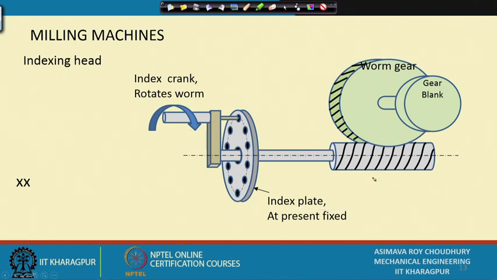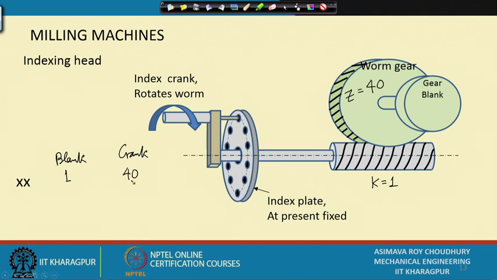I choose a worm with k equal to 1, number of starts equal to 1, and this one with number of teeth equal to 40. Therefore, if the blank rotates once, this crank has to rotate 40 times in order to implement it. I rotate here 40 times, the worm rotates 40 times, this will only rotate once. So, I have magnified the amount of rotation which is there on the blank. Blank 1, crank 40 times.